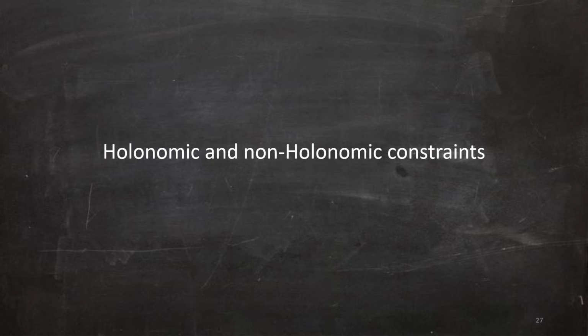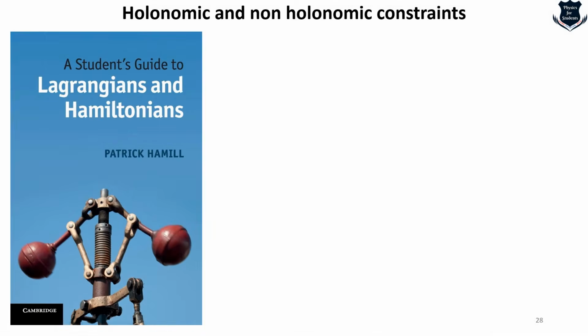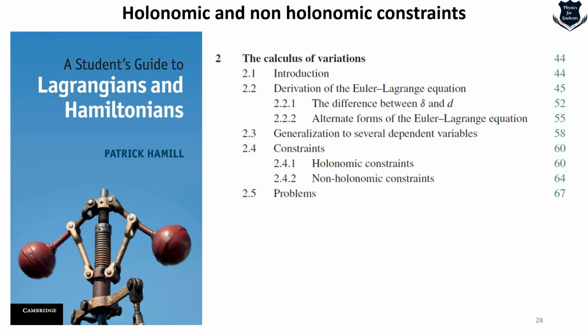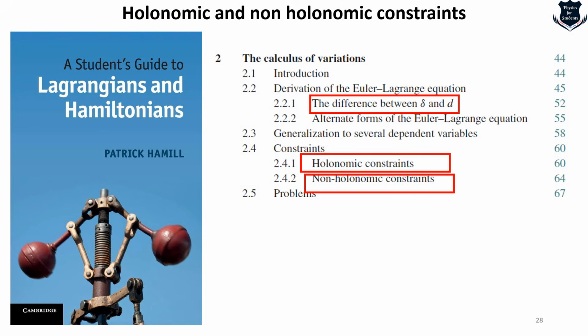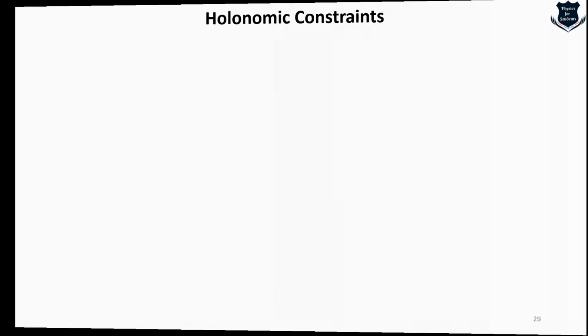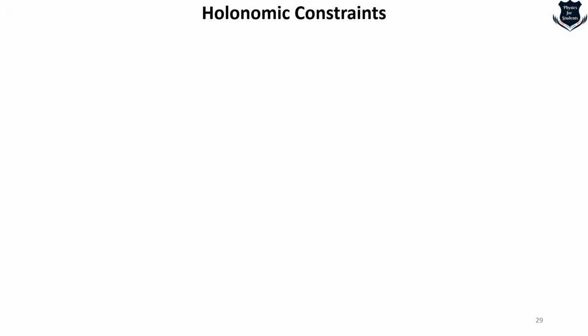Now, the next important concept which this book deals with pretty well and you should learn is holonomic and non-holonomic constraints. As you can see, this is the content of the book, and here you can see the difference between delta and d, and the holonomic and non-holonomic constraints. I'm not going to go step by step through all the contents of the book, but I feel that knowing holonomic and non-holonomic constraints is important.